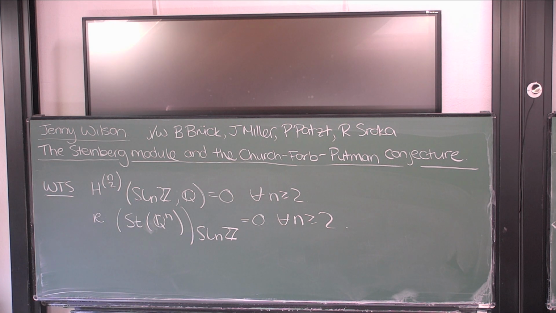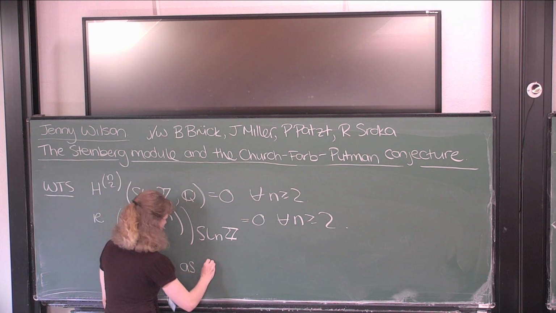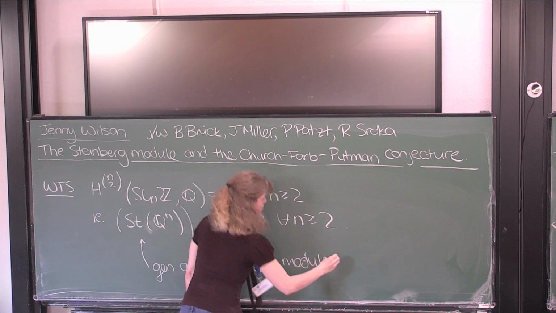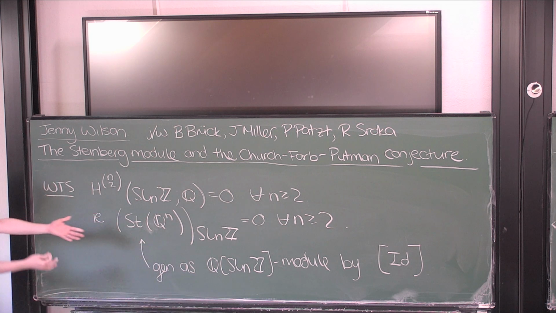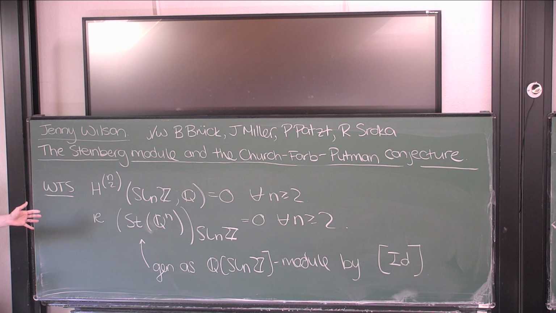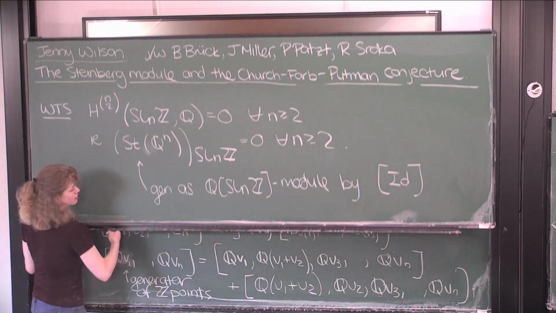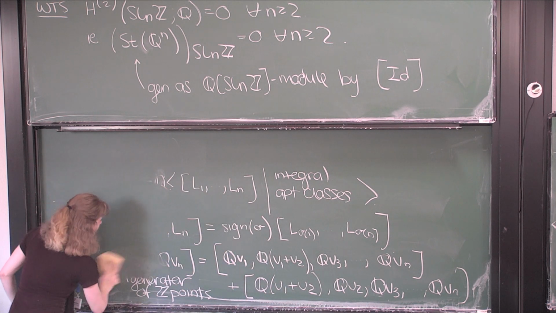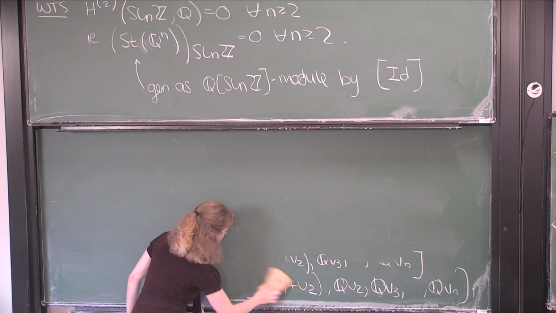Okay. But this is generated as an SL_n(Z) module by the apartment class associated to the identity matrix, associated to just the standard basis for Q^n, by Ash and Rudolph. And so it's easy to check that this one symbol has to in fact be 0 in coinvariants because we can negate it.